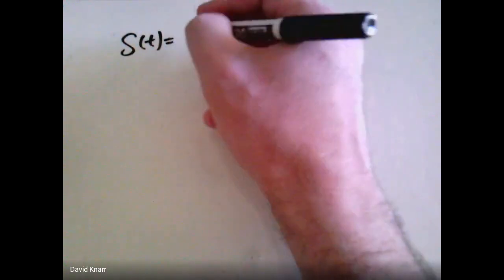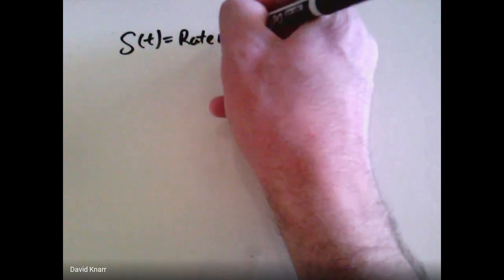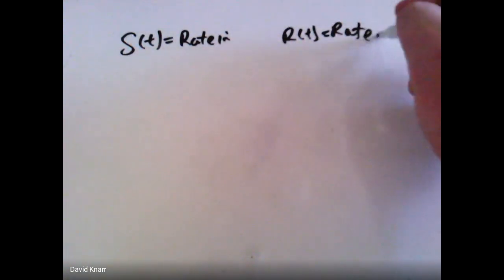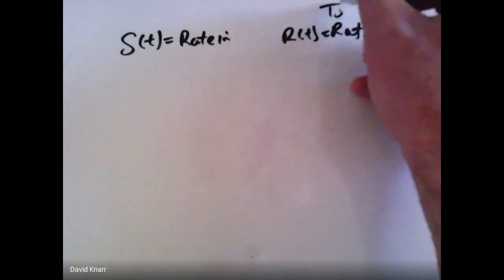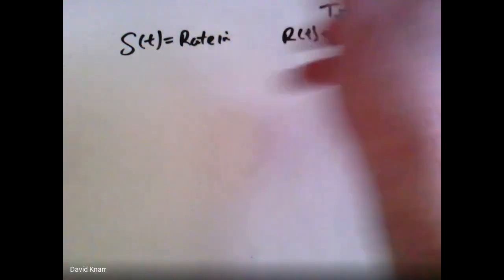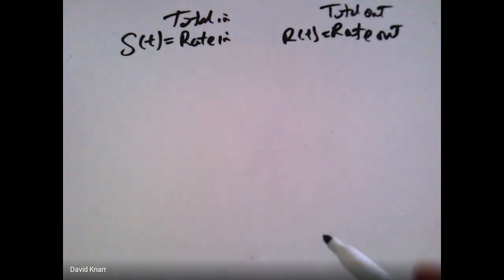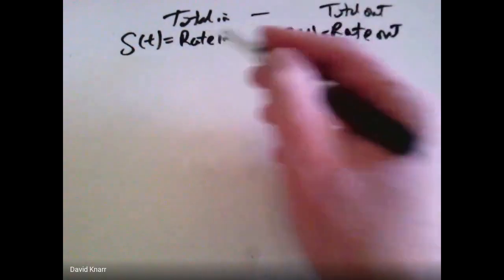Okay? All right, let's go to part C. Oh, I erased S of t and R of t. Hang on a second. Let me put them back here. S of t is the rate in. R of t is the rate out. And then above this is the total out and total in. Okay? All right, so letter C says, find the rate at which the total amount of sand on the beach is changing at t equals 4. Find the rate at which it's changing.